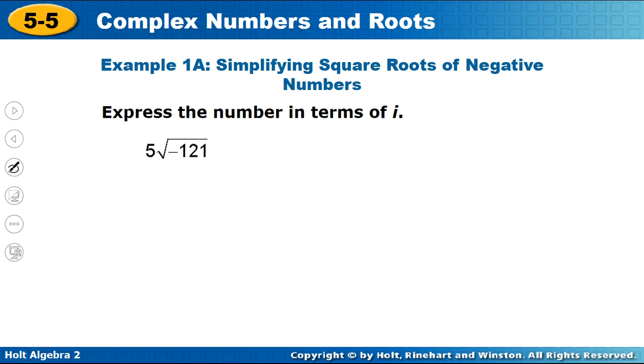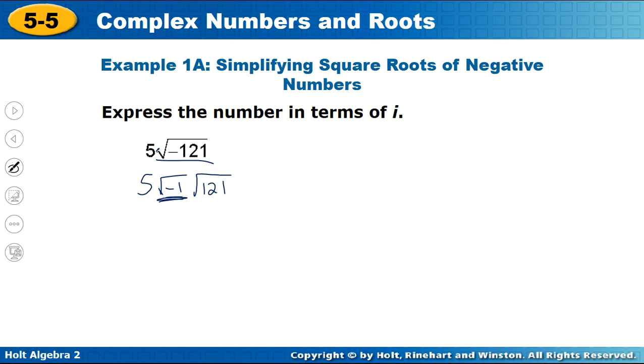So if we were to try it with this one, notice this is 5 times the square root of negative 121. We'll worry about the 5 in a minute, but let's start simplifying the square root of negative 121. Now, because it's negative, I can't functionally take the square root, so what we're going to have here is an imaginary number. Let's separate this negative from the 121. So I'll write the negative out as the square root of negative 1, and the square root of 121.